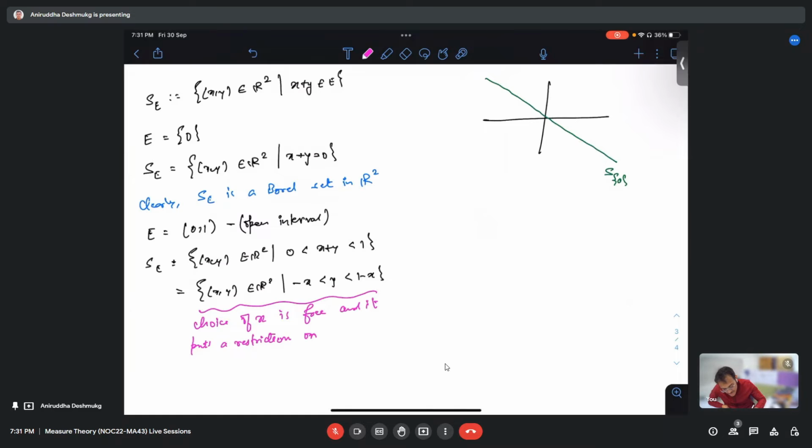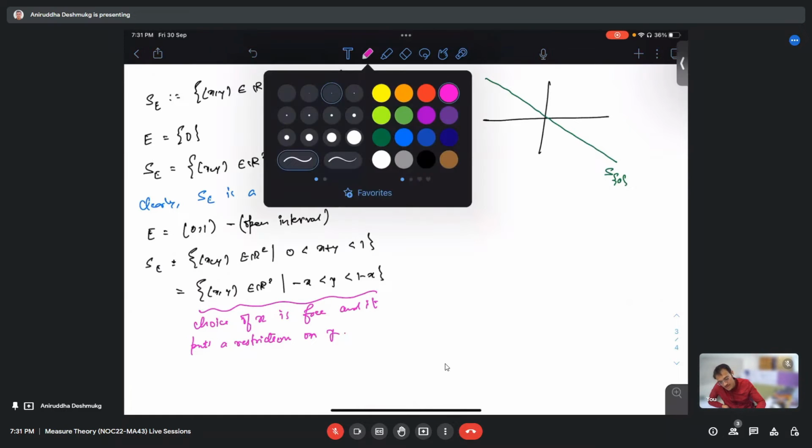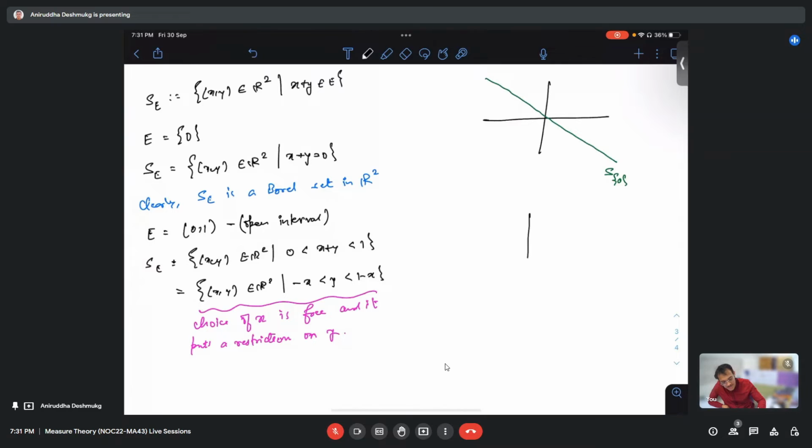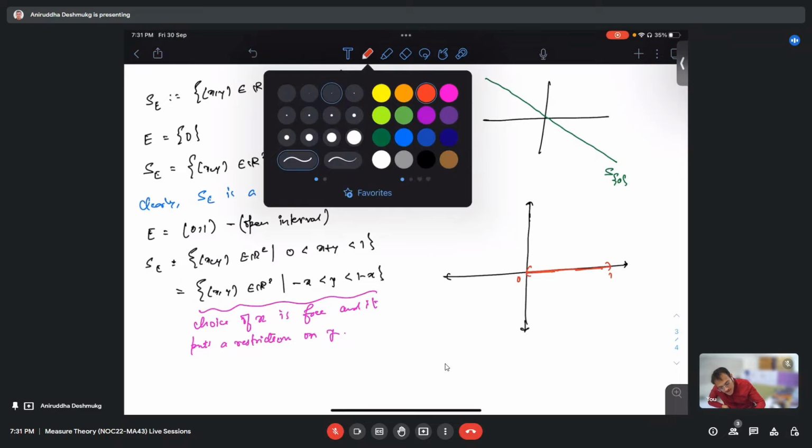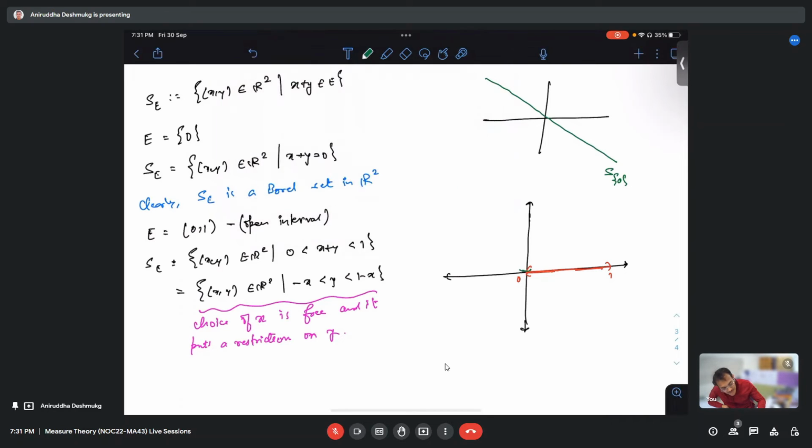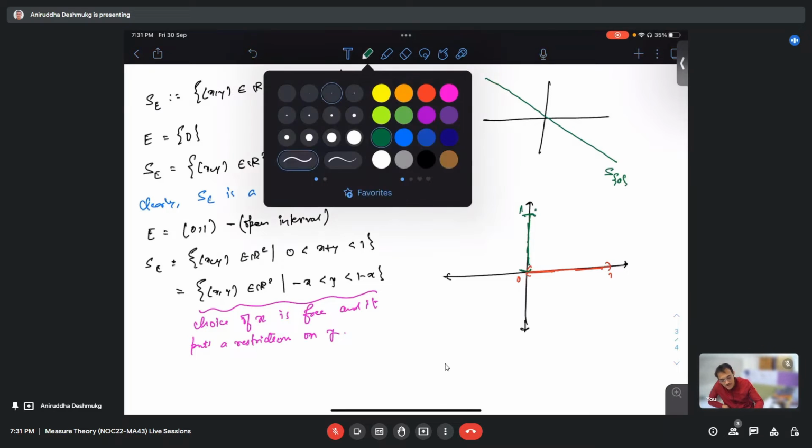Restriction on Y. So again, let us try to draw it. How does it look? Again in R2, the 0, 1 interval will look like something here, 0 to 1. Let me draw the same interval on the y-axis as well. So it will start here, it will perhaps end here with a vertical line. Now, let us start fixing some x's.